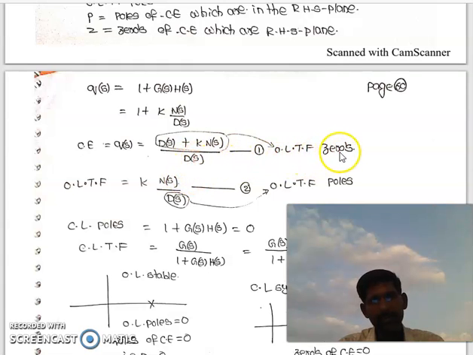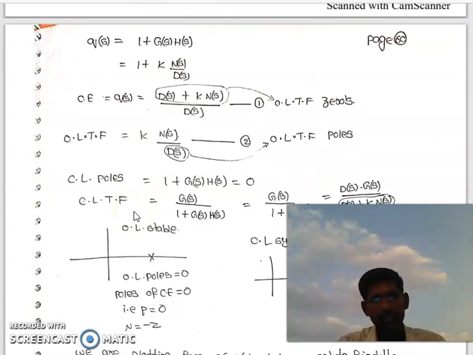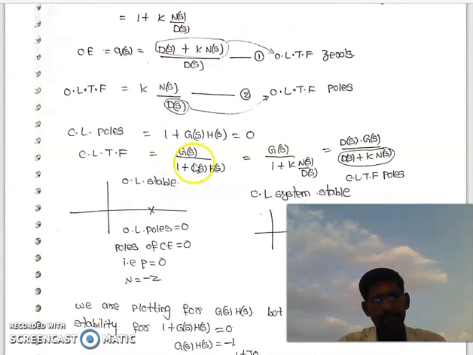The numerator is the open loop transfer function zeros. The open loop transfer function is K into N of s divided by D of s, whose denominator gives the open loop transfer function poles. The closed loop transfer function equals G of s divided by 1 plus G of s into H of s. G of s H of s can be written as K into N of s divided by D of s. If you simplify this, D of s into G of s divided by D of s plus K into N of s. That is the closed loop transfer function poles.